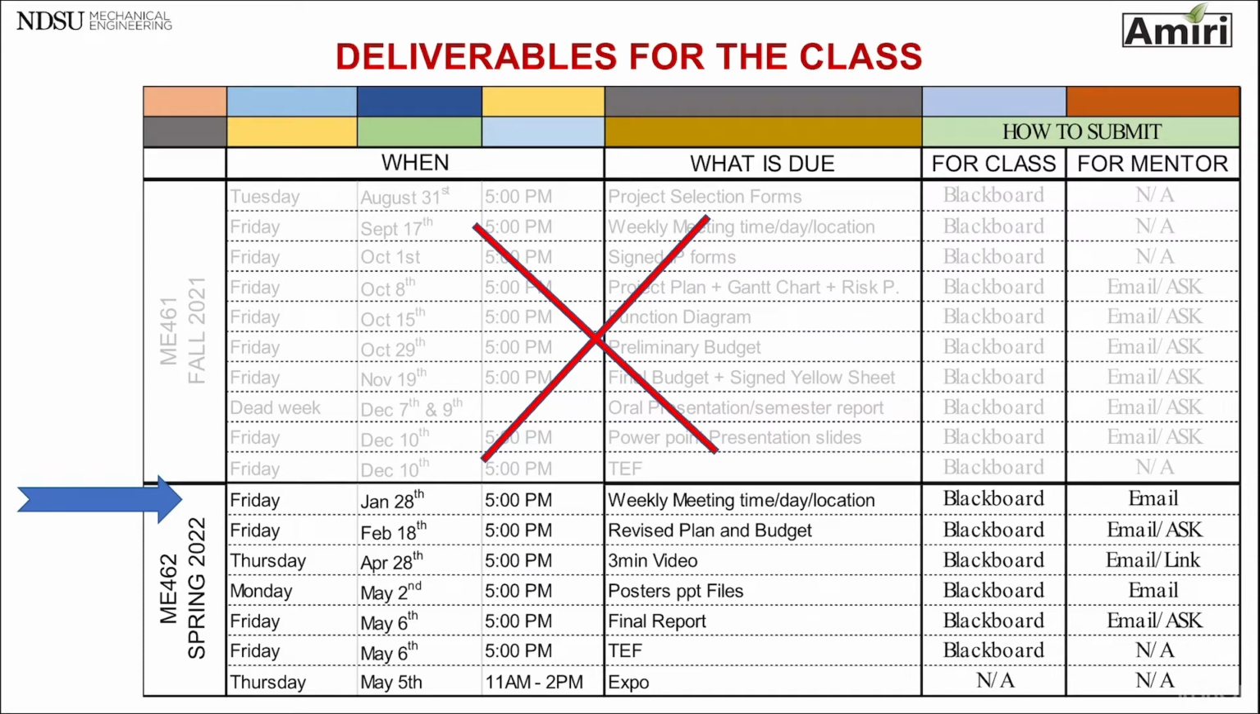For the spring semester, the first thing coming up is I want your new weekly meeting times and day and location if you're meeting in person or online. That one is due January 28th. The link is already available on Blackboard, so that's the first thing you should be doing.